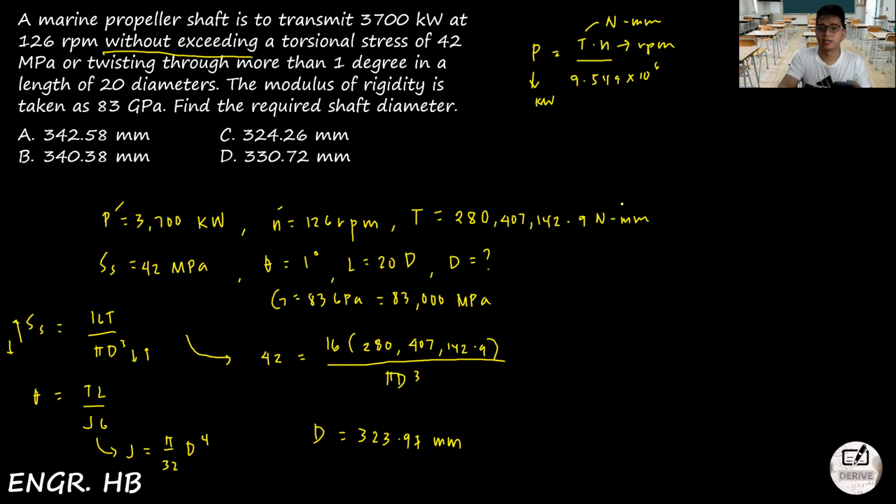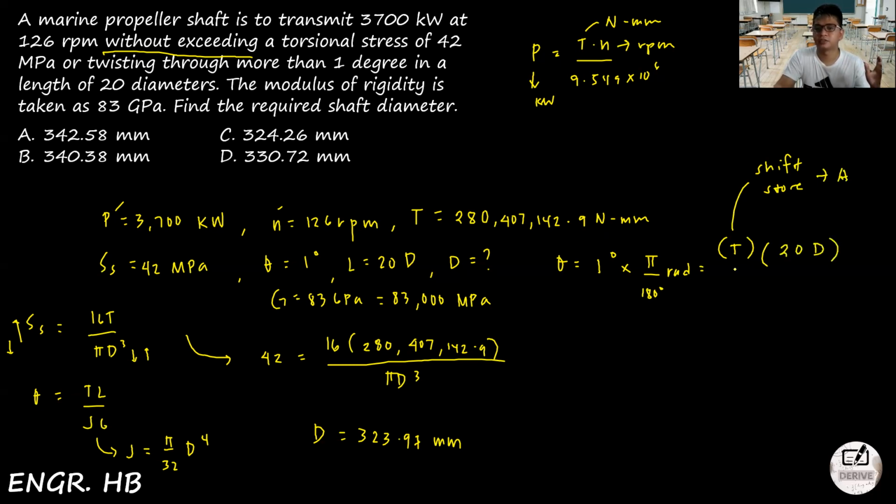Okay, so proceed naman tayo sa angle of twist. Kailangan malaman muna natin to compare which is higher diameter. So our angle of twist is equal to TL over JG. Ang angle of twist natin is 1 degree uli, times pi radians divided by 180 degrees kasi kailangan naka-radians, is equal to torque. Shift store mo na lang sa A yung value kanina, kasi kailangan naka-Newton mm. Times length, which is 20 diameters. And the polar moment of inertia is pi over 32 d raised to 4. Dito pa lang cancel na yung isang d, so d cube na lang yung matitira. Times the modulus of rigidity, which is 83,000.